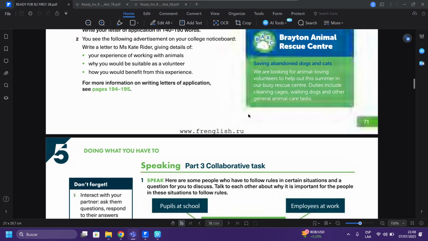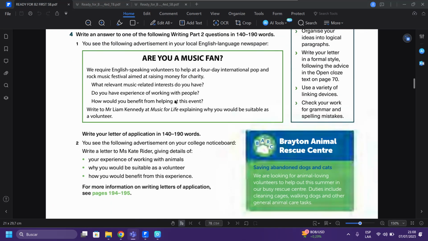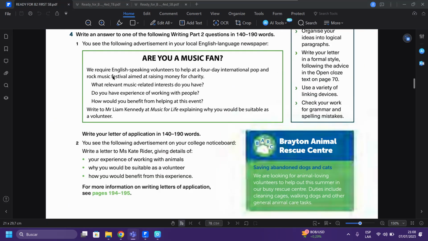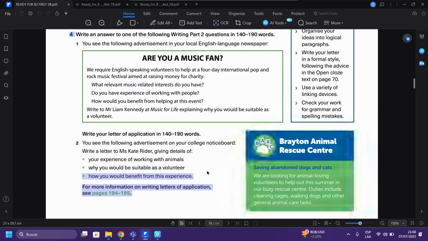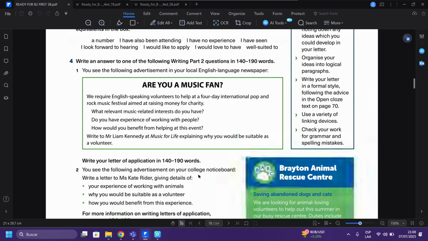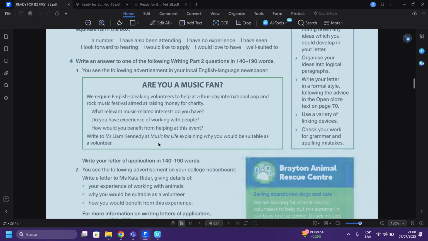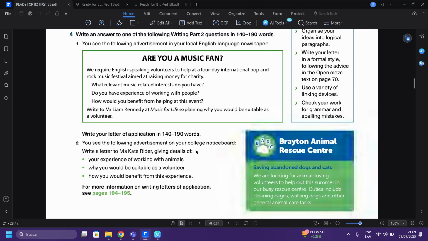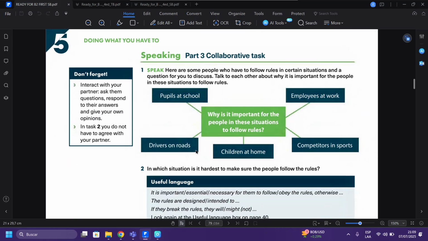Okay, guys, thank you so much for sending me your letters, and now we're going to work on speaking part 3. Before we go into this, I want to send you your homework, which is going to be another letter of application, but in this case about this: We require English speaking volunteers to help at your 4-day international pop and rock music school aimed at raising money for charity. This is going to be your homework. And let's jump right into this part.